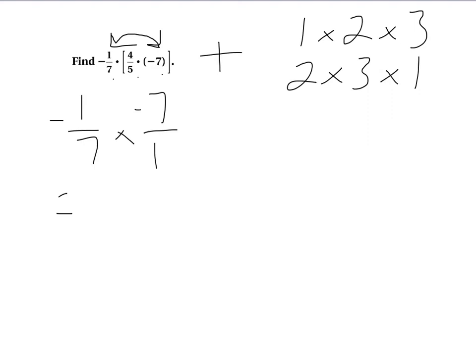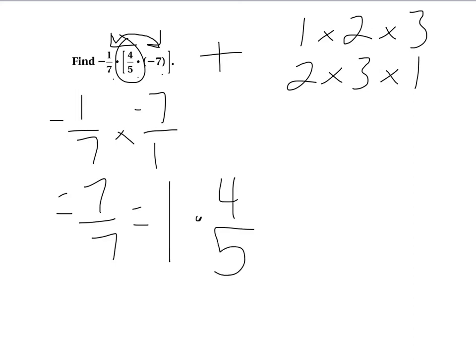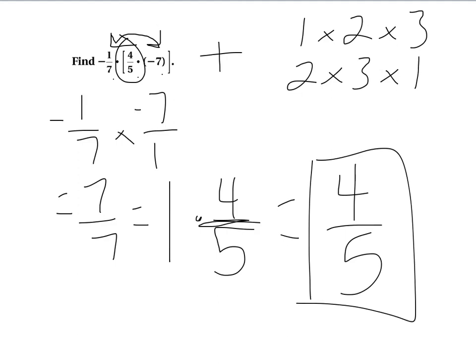Negative 1 times negative 7 is a positive 7. It's going to be 7 over 7 when I multiply that out to get 1. Simple enough. I then have to bring this 4/5 down and multiply by 4/5. 1 times 4/5 just becomes plain 4/5 for my answer. So as complicated as this thing looked, it really wasn't that bad. Just remember, keep in mind, you have to be careful with your positive and your negatives.